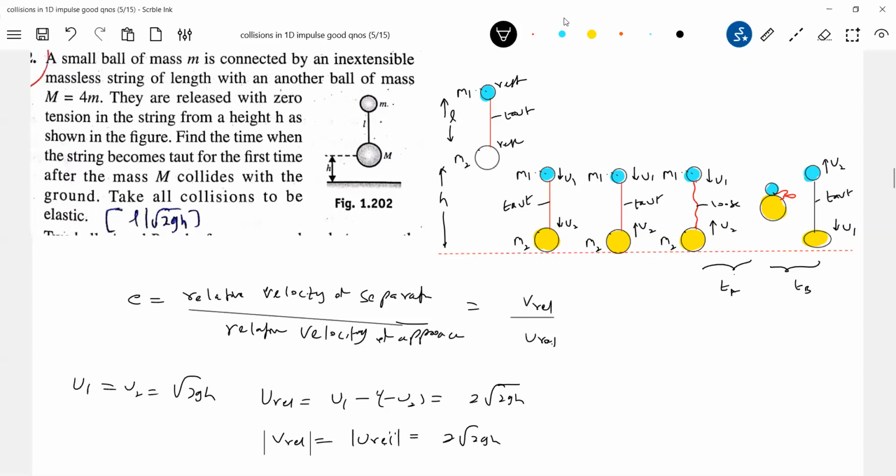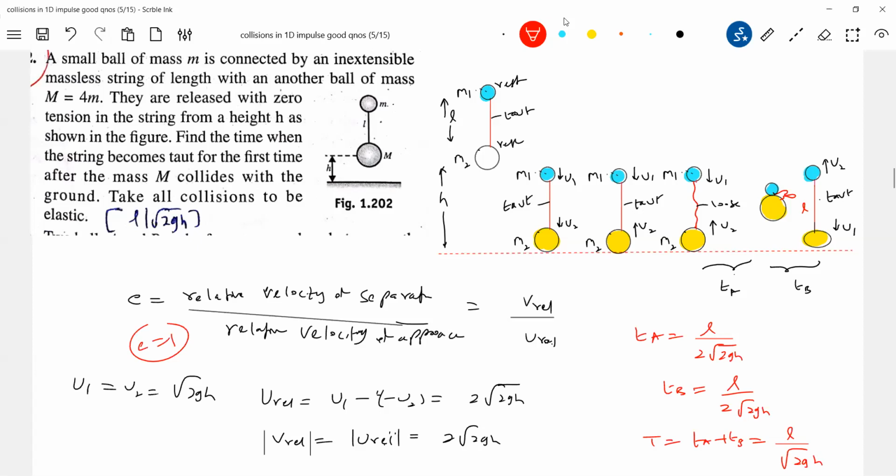Go back to relative velocity. What is the length of the string? This is L, no? The length of this separation is L. The problem is very simple. If the idea flashes for you, it's very easy. So what is TA? I should write it. TA should be equal to L by 2 root 2gh, no? And what should be TB? TB is also L by 2 root 2gh. So what is the total time? TA plus TB, which is equal to L by 2 root 2gh. I just took help of this concept. As e is equal to 1, I'm equating both.